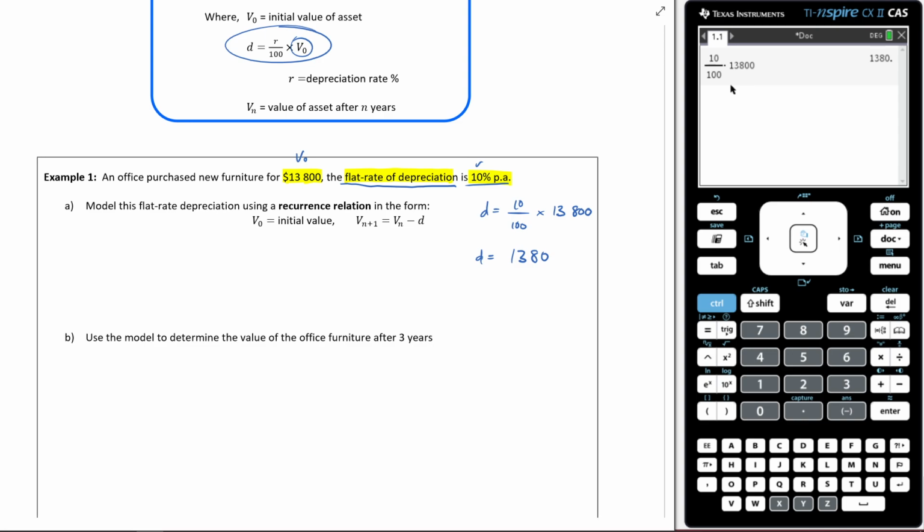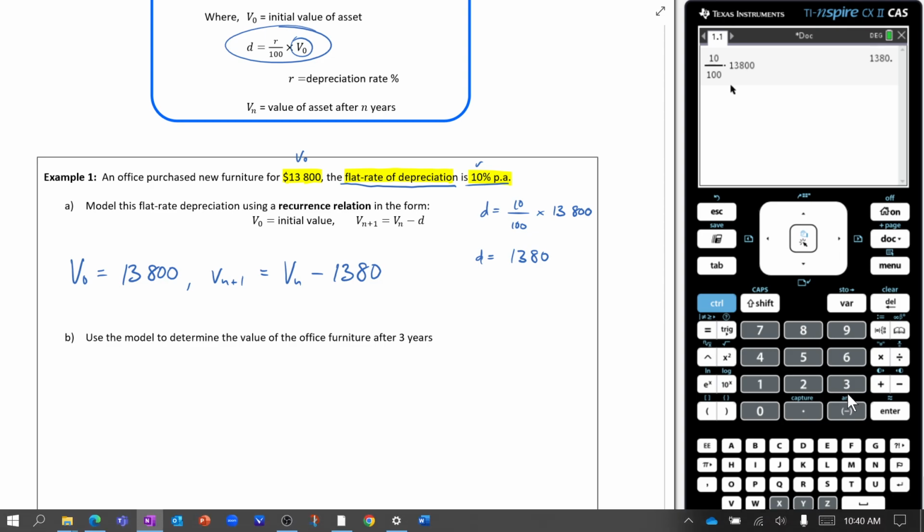Now remember, each year, I'm going to lose that much of the value. So I'm going to begin by saying it's originally worth 13,800. But then each year I am losing 10% of that original cost, meaning V of N is going to be subtracted by 1380. That is what is happening here. Really important that you recognize that flat rate depreciation means you're losing the percentage of the original amount. So every year I'm losing 10% of that original cost.